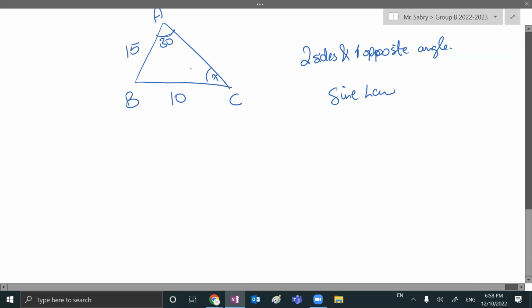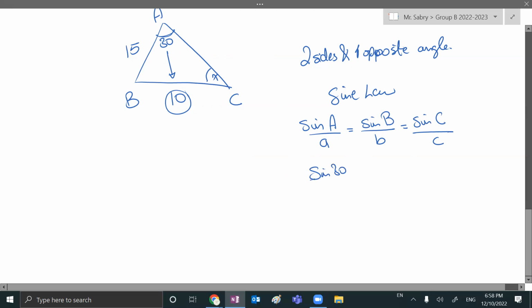So mainly, again, I need a side and an angle opposite to each other. And I do have that. I have a side of 10 and the opposite angle, which is 30. Once you have this, the sine law states the following. Sine any angle over the opposite side is equal to sine any other angle over its opposite side, and it's equal to sine the third angle over the opposite side. What does that mean? It means that sine 30 over its opposite side, which is 10, is supposed to be equal to sine C, which is x, over the opposite side to C, which is 15.